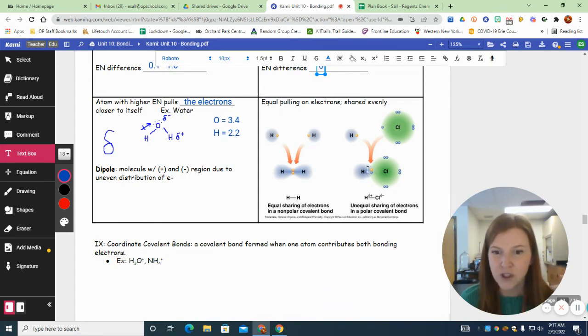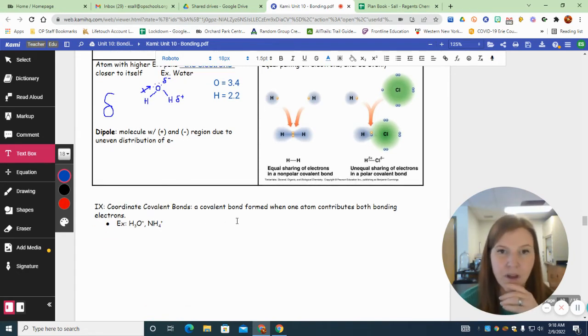So these are just two examples. This one on the right would be a polar covalent bond, and this one on the left is a nonpolar covalent bond, okay? Now there is also another type of covalent bond that can happen known as a coordinate covalent bond, which is a covalent bond that forms when one atom contributes both bonding electrons.